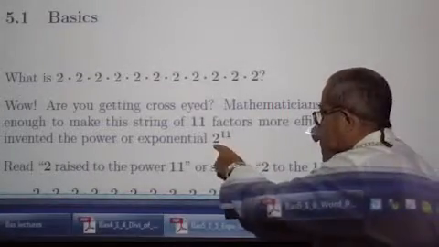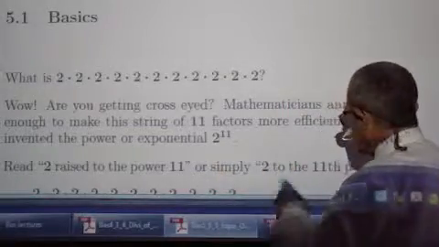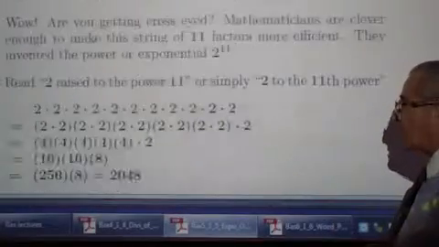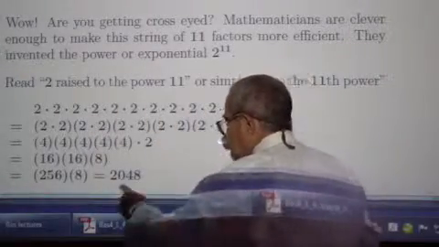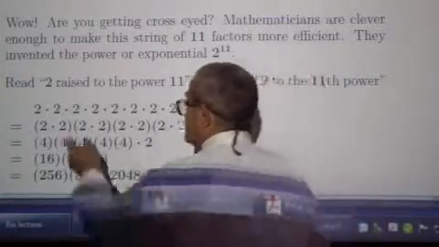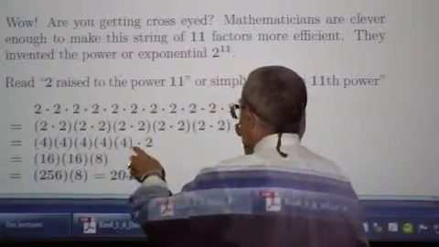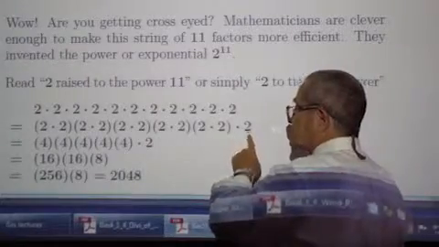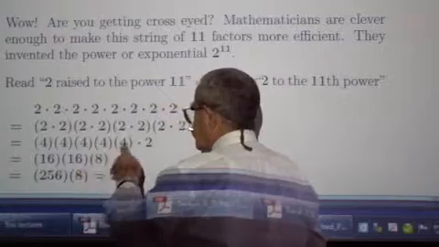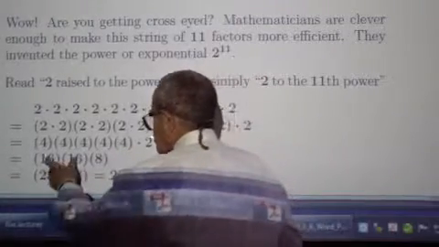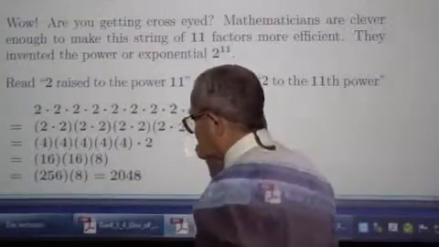This has to be smaller than the 2. This means 2 raised to the power 11, or simply 2 to the 11th power. And it means 11 2's multiplied together. How do you get this number? Well, you can associate 2 times 2 times 2, which is 4 times 4 times 4 up to here, and you have an extra 2 left. And then you have 4 times 4 is 16, 4 times 4 is 16, 4 times 2, 8. These 2, 16 times 16 is 256, times 8, 2048.